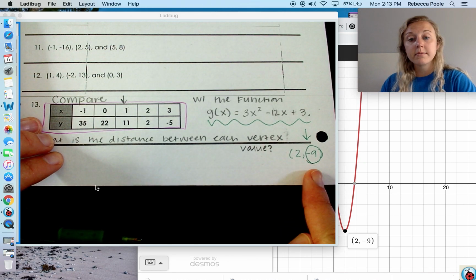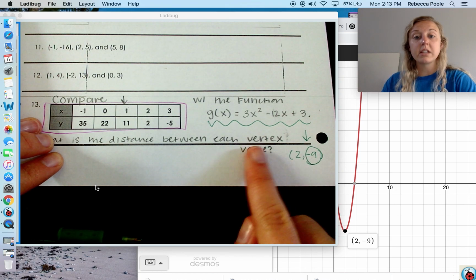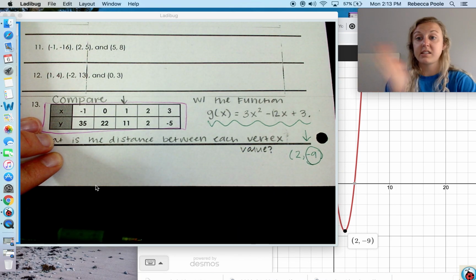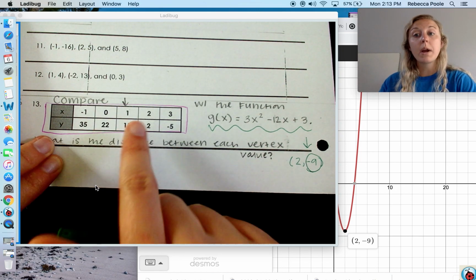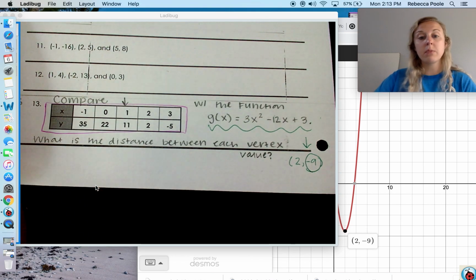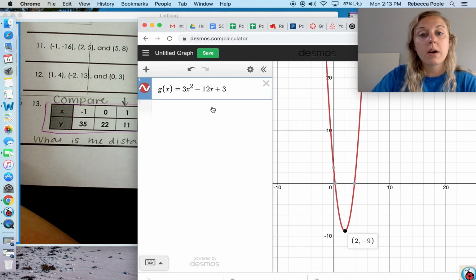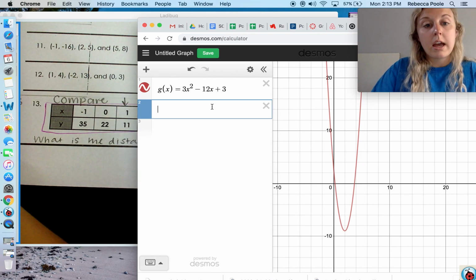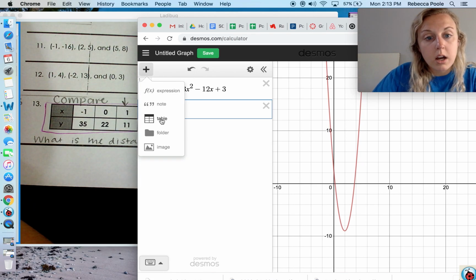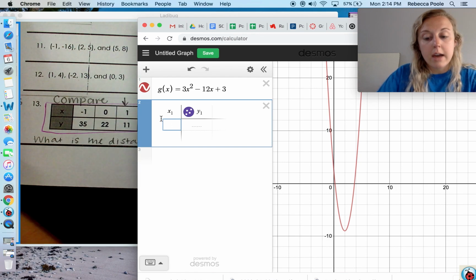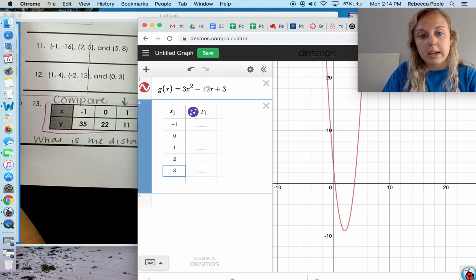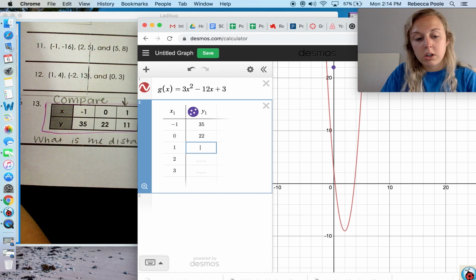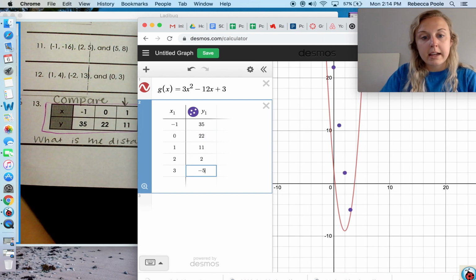Now, we found the green. We're using the y value because it says each vertex value. The value is the y, the x is the time, right? To find the vertex of the pink one, we need to go put that table in Desmos. So again, we're just practicing putting the table in. So I'm going to come down here and add a table. My x's are -1, 0, 1, 2, 3. My y's are 35, 22, 11, 2, -5.